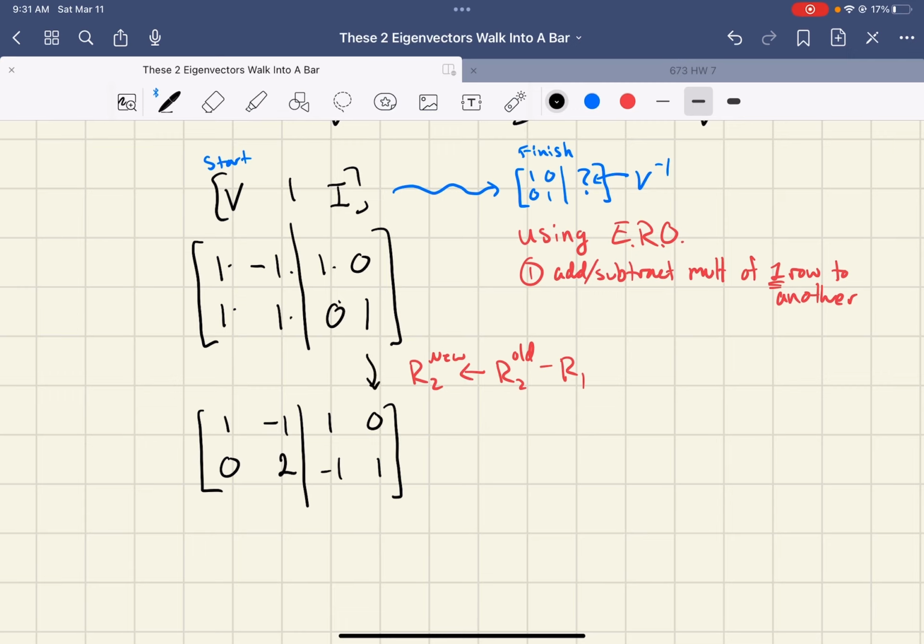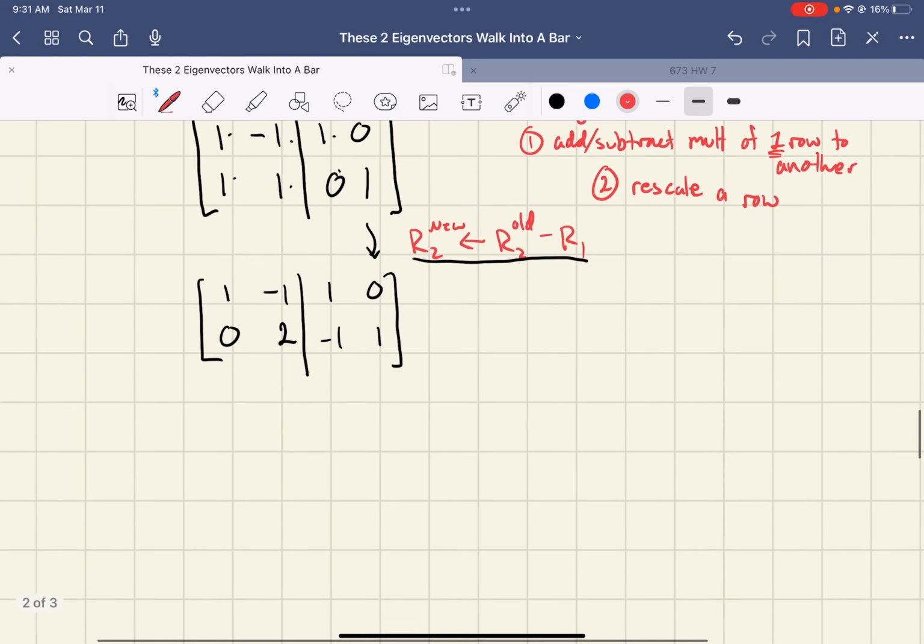So going from here to here, we did this elementary row operation. All right, there's another type of elementary row operation. There's 3 types, sorry. There's 3 moves in this game. I've just shown you one type of move. You can also rescale a row. Okay, so let's do that.